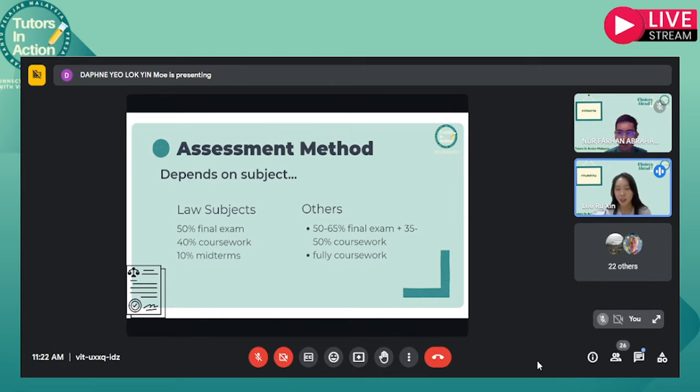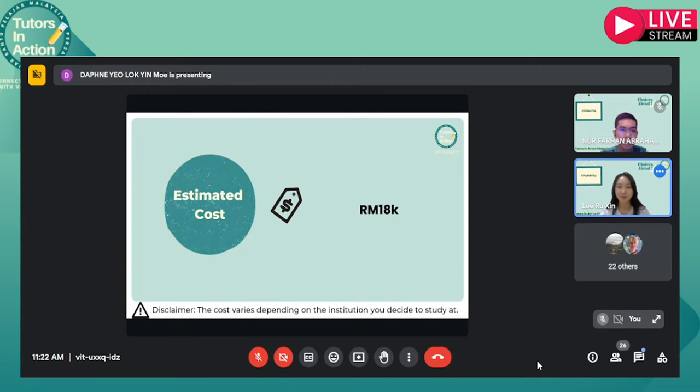Next, please. For the estimated cost, the fees are 18,000 for the whole foundation. If you're looking to do your law degree in MMU as well, it's also 18,000 per year. But if you add on your accommodation fees, if your rental is like 550 per month, then adding up all the registration fees and all that, it's about 25,000 for your foundation itself.